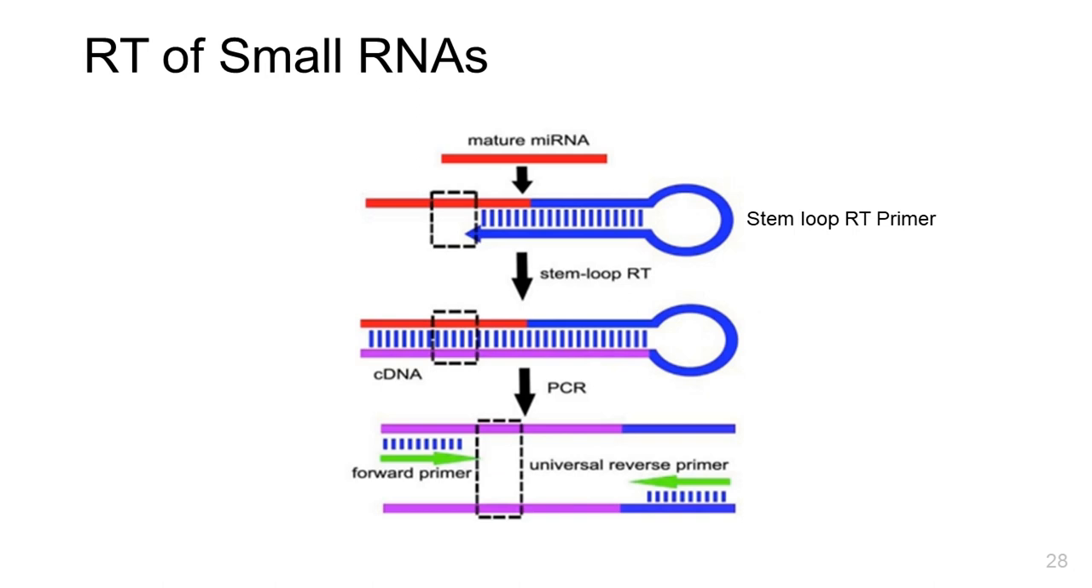Another method to reverse transcribe small RNAs, such as microRNAs, involves the use of a stem loop RT primer. The microRNA attaches to a stem loop RT primer, and then the complex undergoes reverse transcription to produce the first strand cDNA. That complex is now used for the PCR reaction by adding a forward primer that has complementarity to the 5' end of the mature RNA, and then by using a universal reverse primer to amplify the DNA.